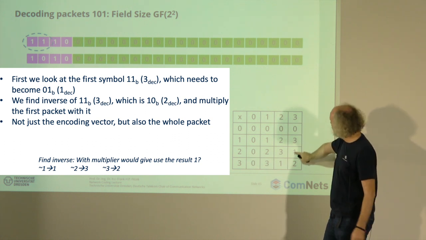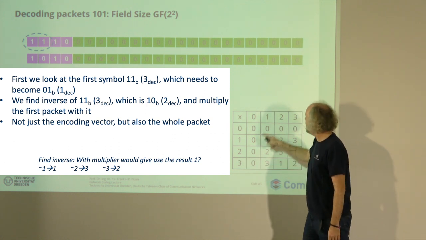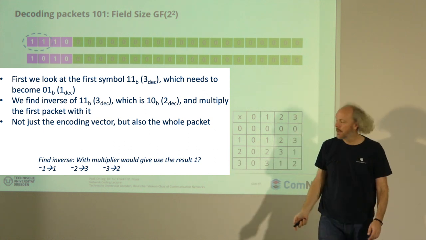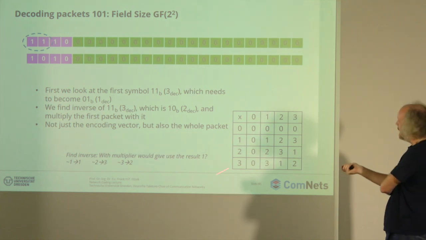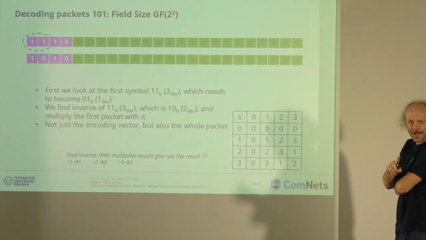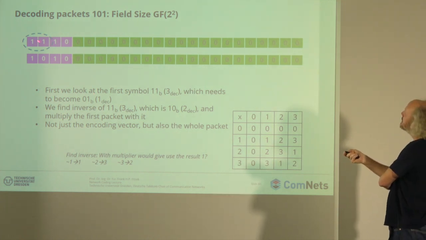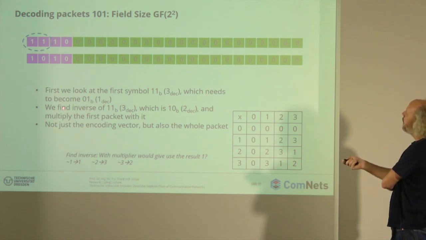Very good. The element 1 indicates what is the inverse. It's even written here, but on the other side. Anyway, very good. So we look at this and say, we want to make this 0, 1. What is the easiest? We find the inverse of that, which is 1, 0 bitwise to decimal, and multiply the first packet with it.